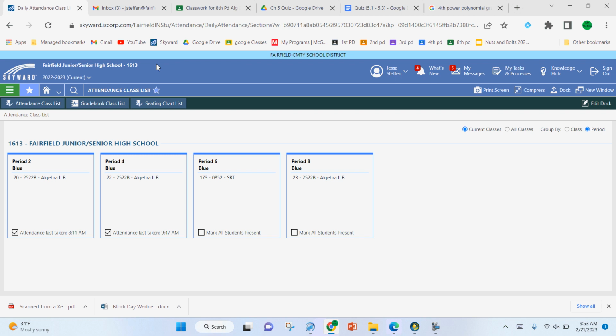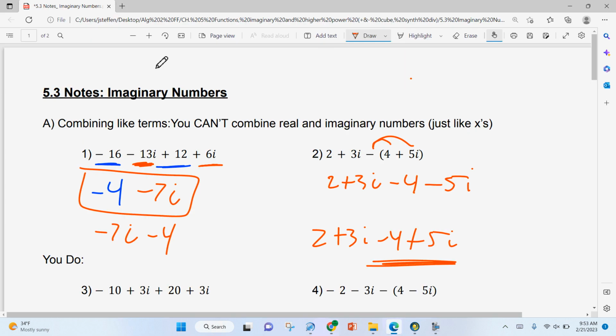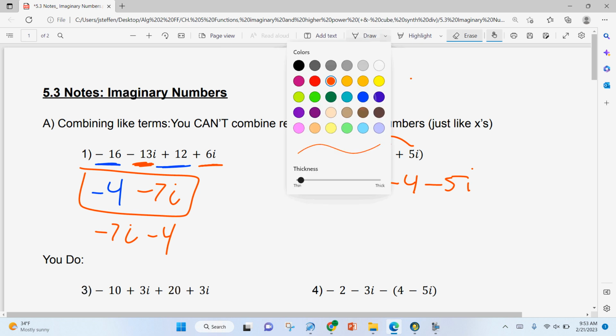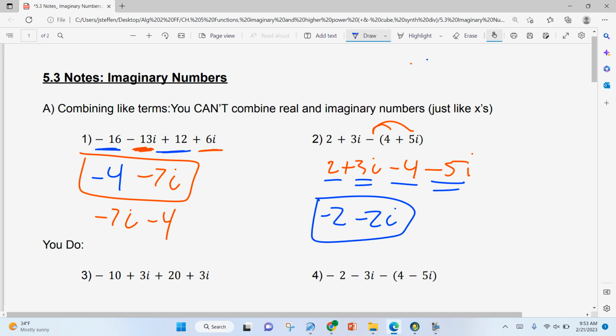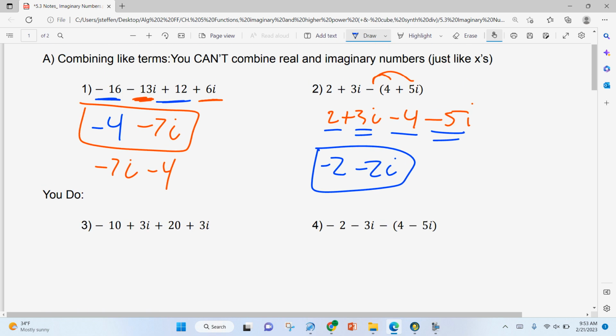That's not right. You have to distribute that negative or think of it as a negative 1. Once you've done that, now we can combine the like terms. So 2 and negative 4 is negative 2. 3 and negative 5 is negative 2i. Hopefully not too bad. Again, that number 2 is one to remember. A lot of people get that wrong.